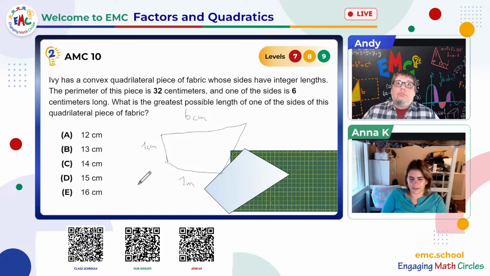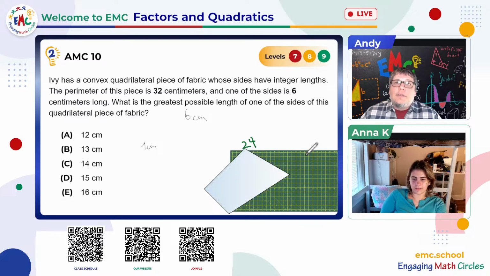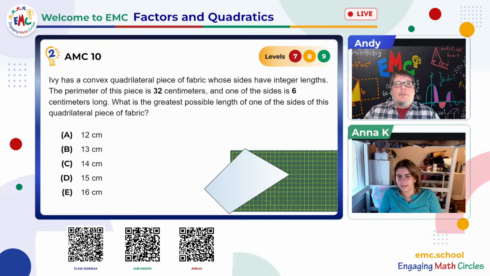Let's see. If I had 6, 1, 1, 24, what's wrong with that? Well, the Pythagorean theorem doesn't work. Correct. We don't have right angle triangles, so not the Pythagorean theorem. The other thing about triangles.